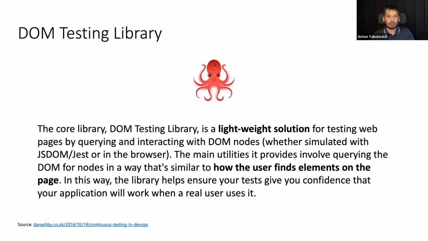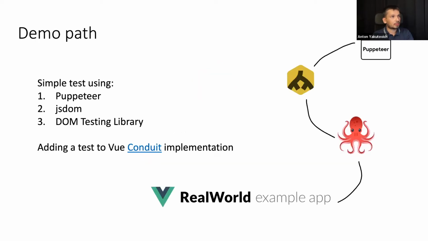We will try different things. So the main plan for today's demo is to show you a simple test written using Puppeteer. Then we will switch to JSDOM, and then I will show DOM testing library, and at the end I will try to add a testing library test case to the existing application.